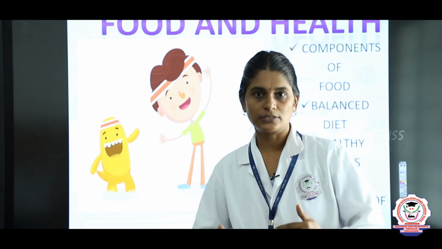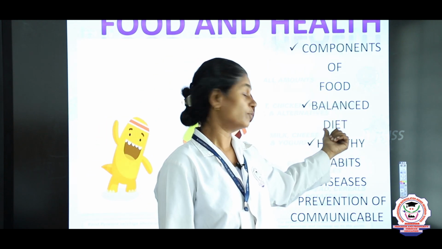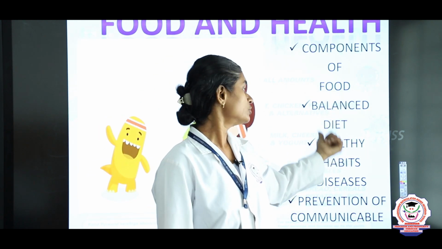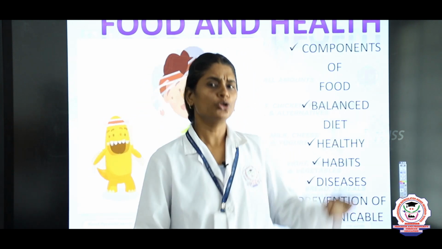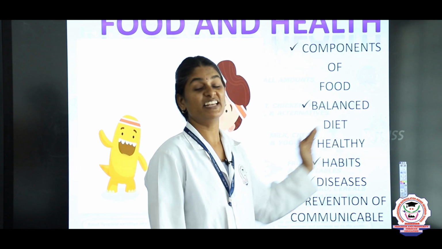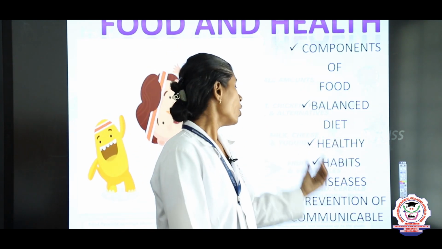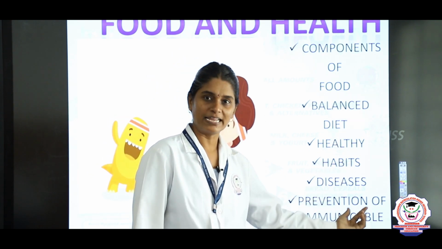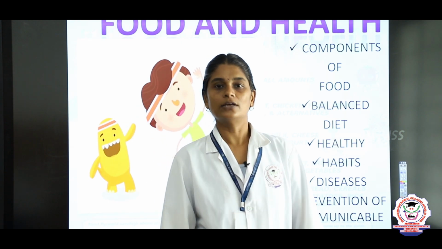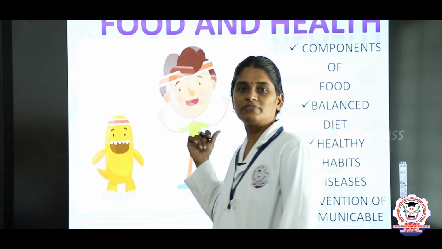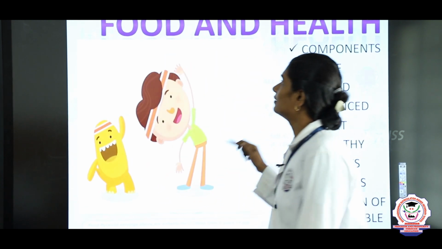In the first part, you will learn about the components of food, what a balanced diet is, and also healthy habits. In the second part, you will learn about diseases, the various types of diseases. And in the third part, you will learn how diseases spread and how we can prevent communicable diseases. Now let's move on with the first part, components of food.